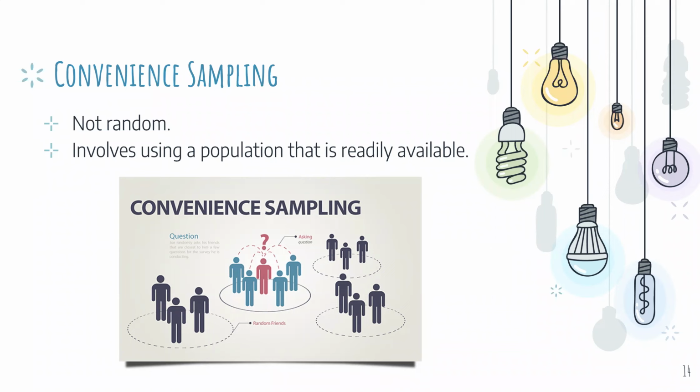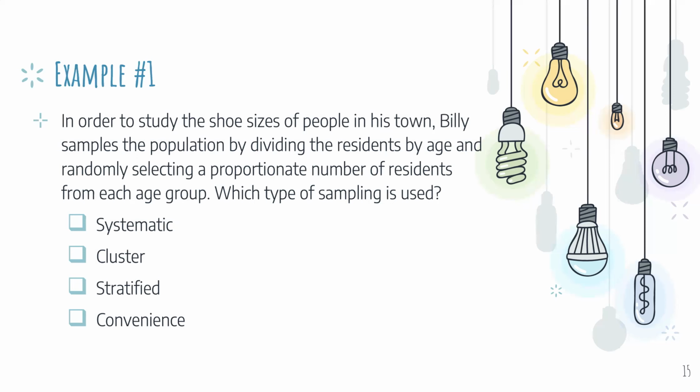You are choosing that because it's accessible for you, but it doesn't mean that the friends that you choose to ask the question represent the entire population of Facebook users, to make an example. All right, so that is what convenience means. Let's see if we understood this.